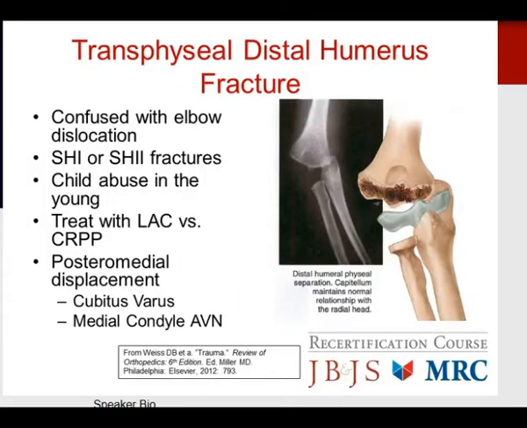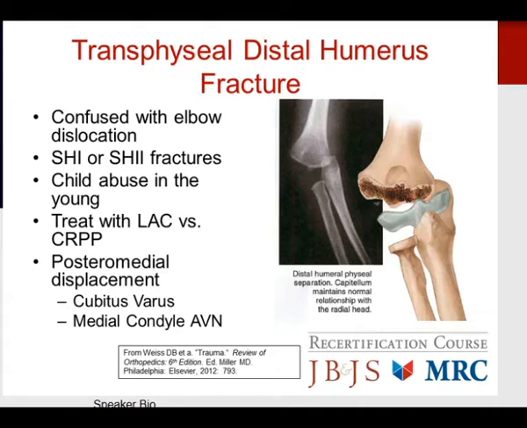Transphyseal distal humerus fractures again have a strong association with non-accidental trauma. These are often confused with elbow dislocations because the distal aspect of the humerus is not yet ossified. However, this actually represents a fracture, typically a Salter-Harris 1 or Salter-Harris 2 fracture through the distal humerus.